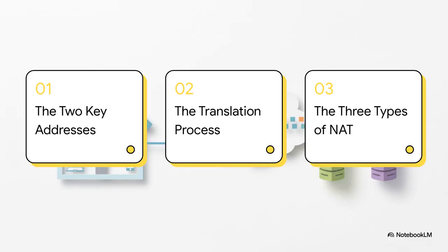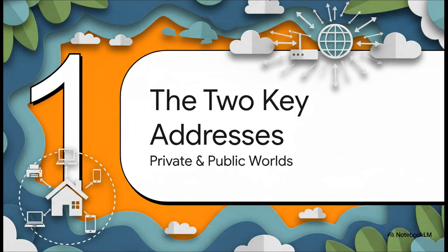To really wrap our heads around this, we're going to break it down into three simple parts. First up, we'll get to know the two kinds of addresses that make all this possible. Then, we'll actually watch the translation process step by step. And finally, we'll look at the three main flavors of NAT that you'll run into. All right, let's dive into section one, the two key addresses.